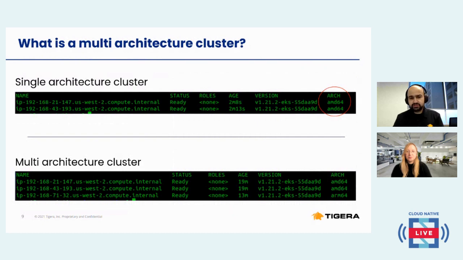In a multi-architectural cluster, we use nodes that have different processors, allowing us to divide the workload based on their processing needs. If you look at the second picture, where I'm going to draw a circle, an ARM64 node is participating in this cluster.